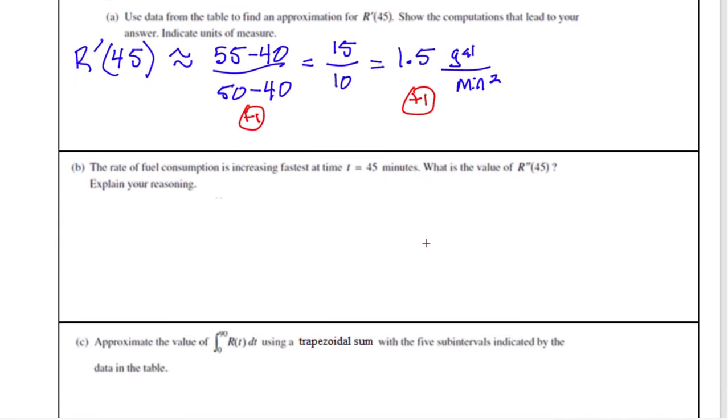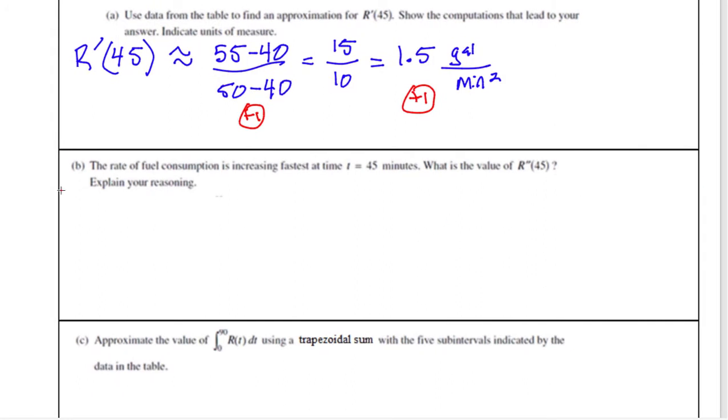All right, from here, we move on to B. B was out of 2 points. So if you got 2 out of 2, you can ignore me. If not, you're following along with me. So we're on 2B. I'm looking for r double prime of 45. So what does that mean?